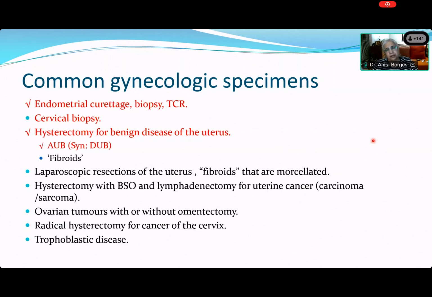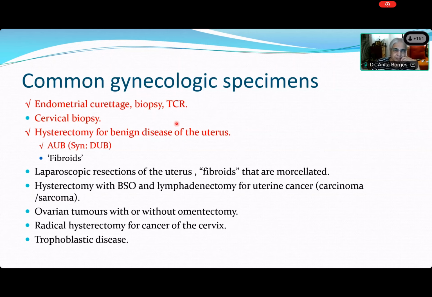And much of what you see will be benign. So these are some common gynecological specimens. You have the endometrial curettage, or a biopsy, or a trans-cervical resection. These are all different ways in which you will get an endometrial specimen. A very common specimen is a cervical biopsy, but we're not going to talk about it today. And then, of course, everybody sees hysterectomy.